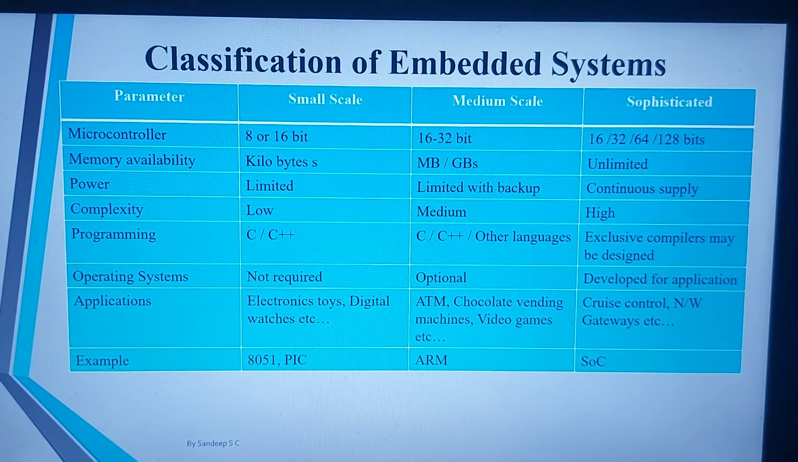Whereas in a medium scale, we can use C, C++, Java, Python. There are many other languages which can be used. Whereas in the case of sophisticated systems, along with the available languages, there is a possibility that an exclusive compiler itself is designed for that particular system. For security reasons, it may not use the existing or commercial programming languages.